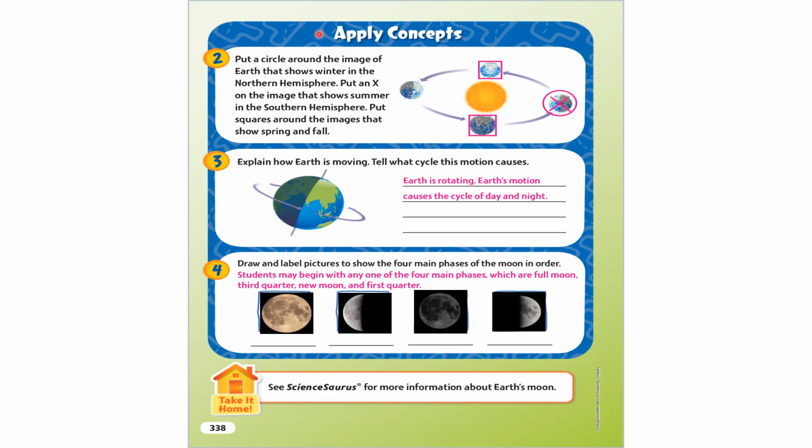Apply concepts. 2. Put a circle around the image of Earth that shows winter in the northern hemisphere. Put an X on the image that shows summer in the southern hemisphere. Put squares around the images that show spring and fall. 3. Explain how Earth is moving. Tell what cycle this motion causes.